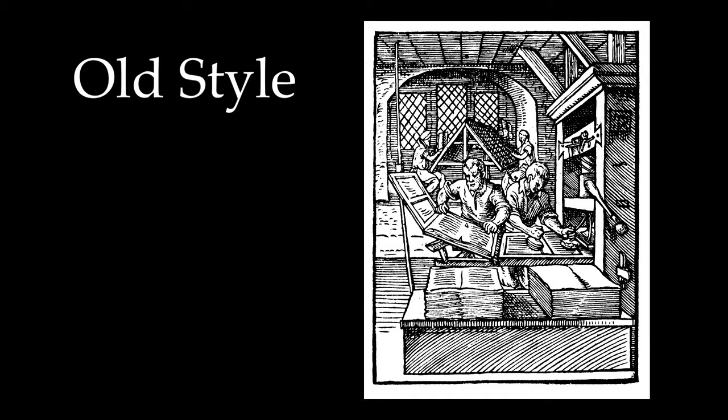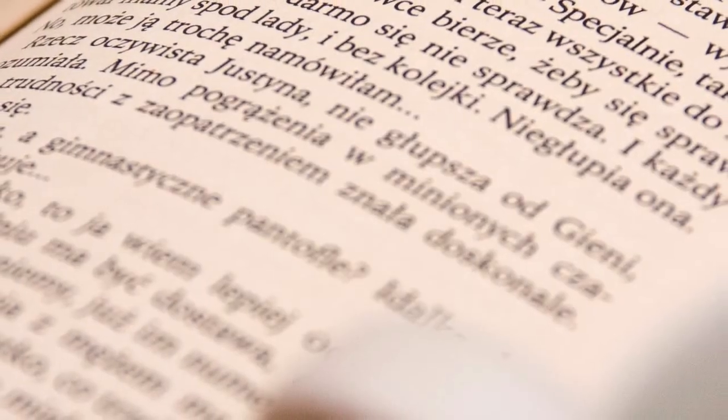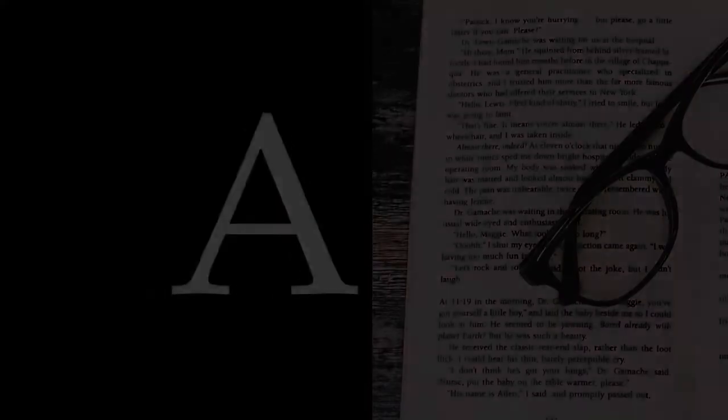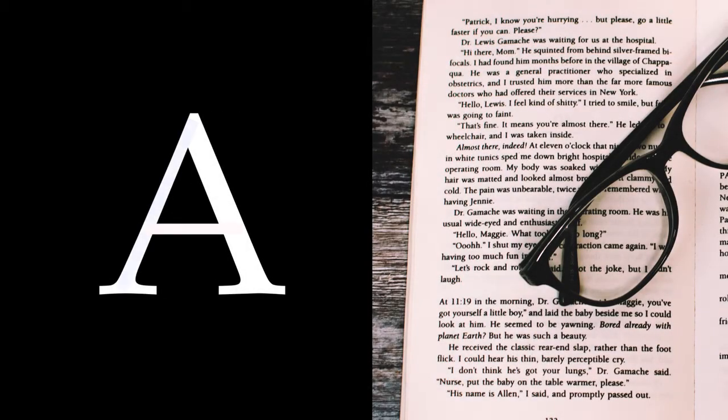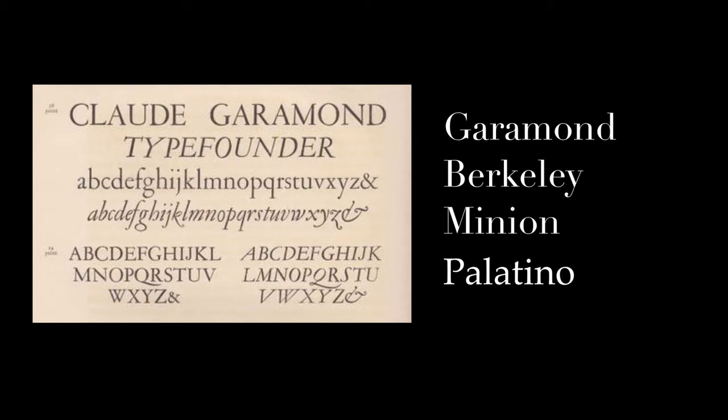Old style was used a long time ago when publishing was really just getting started. Italian printers were interested in creating a type that was easy to read for book printing. Old style typefaces are very easy to read in printed form, and that's because there's not a large difference in contrast in the thickness of the lines or strokes. Some great examples of old style fonts are Garamond, Berkeley, Minion, and Palatino.